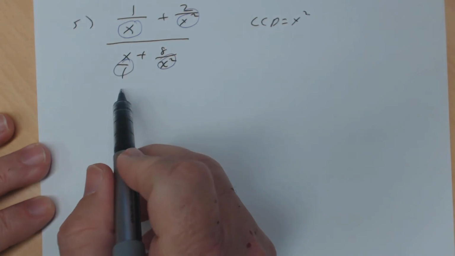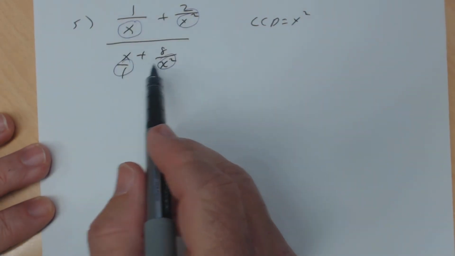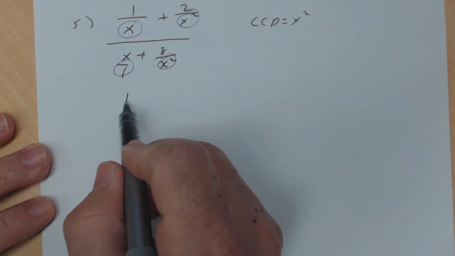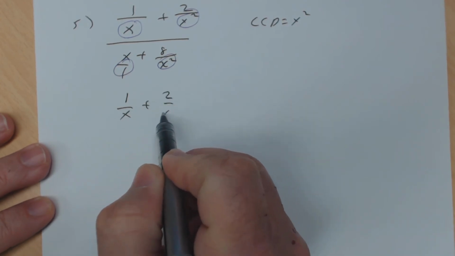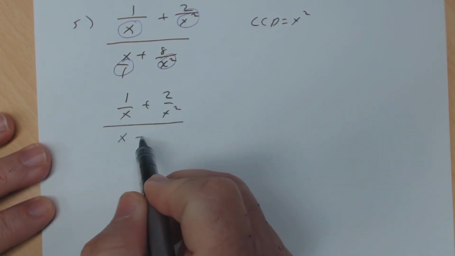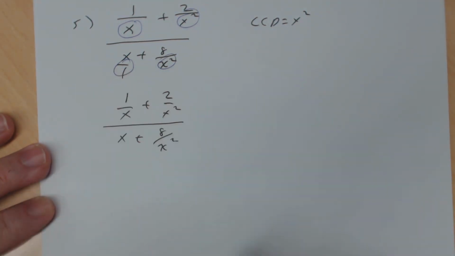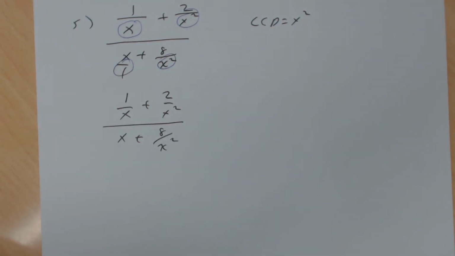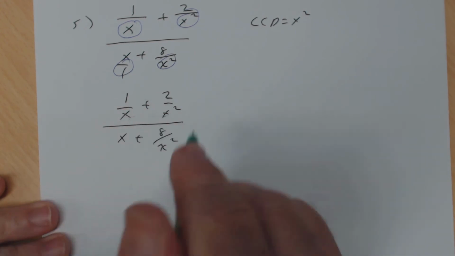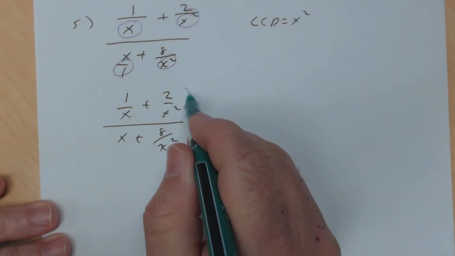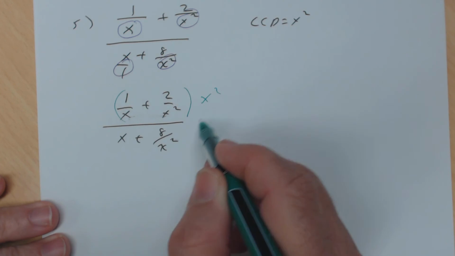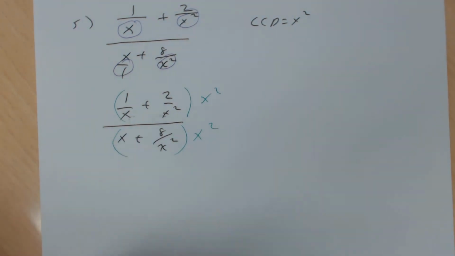Alright, so I'm going to multiply the numerator and the denominator by x squared. So I get 1 over x plus 2 over x squared, divided by x plus 8 over x squared. All I did was rewrite the original problem. Now, since the numerator has two fractions and both have to be multiplied by x squared, put that in parentheses. Put that in parentheses. So I get the denominator times x squared and the numerator times x squared.